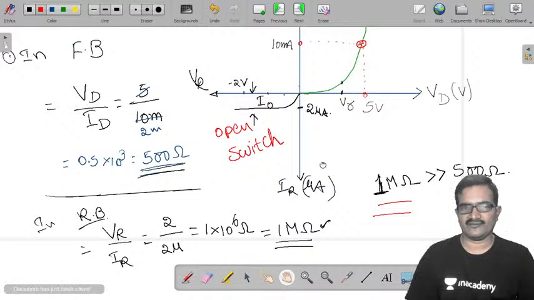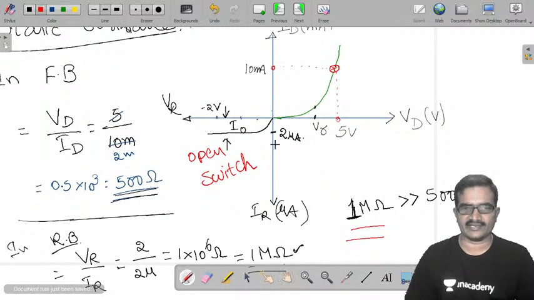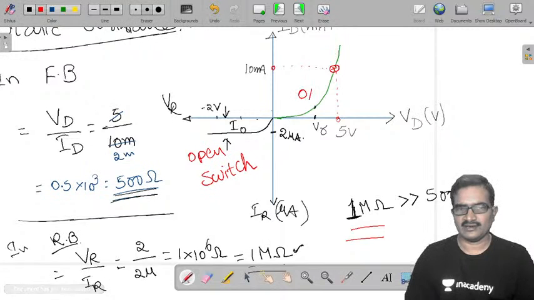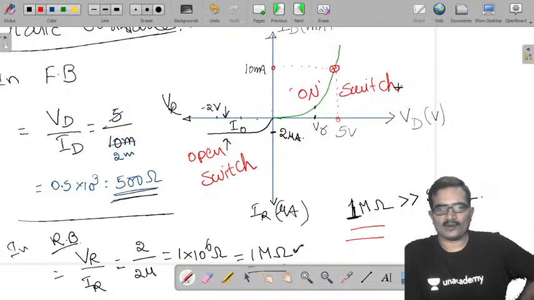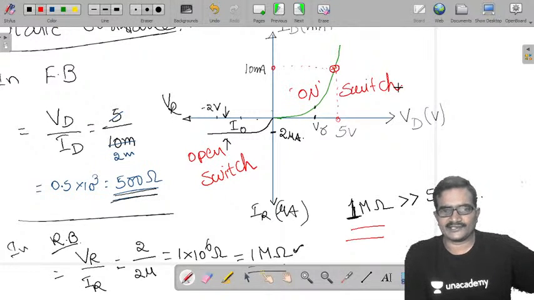And similarly in forward bias, you can say your diode is operating as an on switch. Okay, is it okay, sir? That is the on switch.